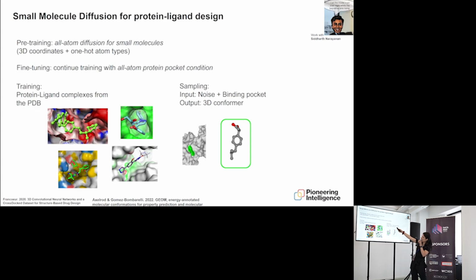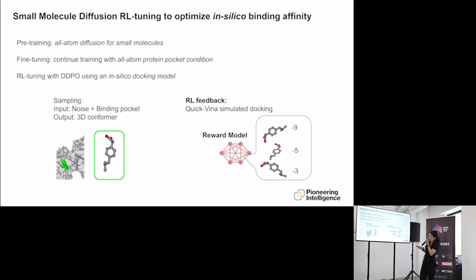So at sampling time, your input is noise plus the binding pocket, and the output will be one of these 3D conformers. You can sample this as many times as you like. In practice, and people have talked about this already, molecular docking is very important, to know how a molecule is binding into a protein and to calculate the associated energy to infer if this is actually going to stay there, if it's going to bind, and what the associated binding affinity is. There are a bunch of in silico docking models, and to be honest, they're all not very great, so you should take them with a grain of salt.